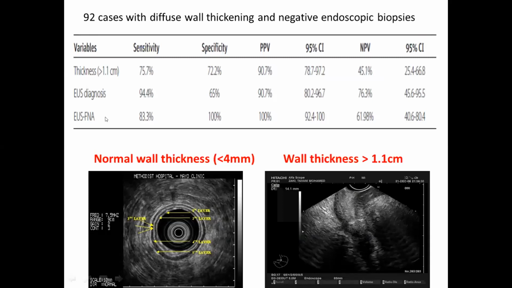So the EUS-FNA can diagnose 80% of cases of gastric adenocarcinoma, gastric lymphoma, and very few cases of eosinophilic gastroenteritis. And the specificity is 100%. So this is a very nice indication of EUS-FNA, markedly thickened gastric wall with negative usual or conventional endoscopic biopsy.